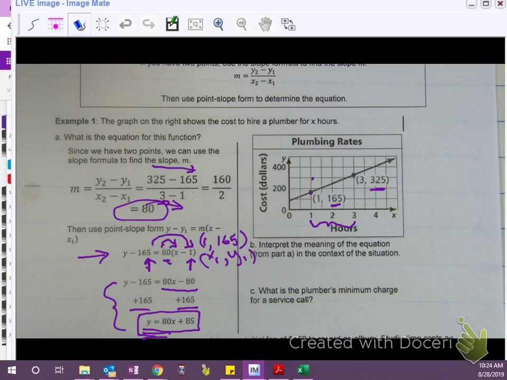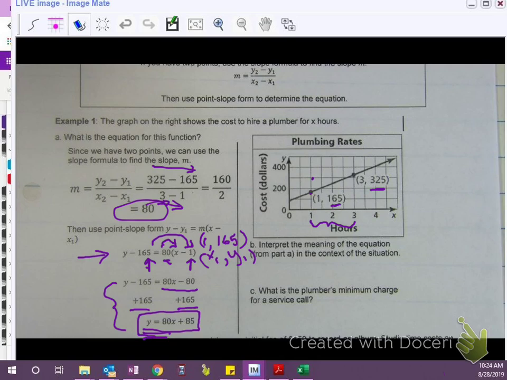Okay, so now B says to interpret the meaning of the equation from part A in the context of the situation. So tell me, what does that equation mean? What is that equation giving us or telling us about the plumber? There's a fee cost of $85. And then what does the 80 tell us? The amount of money it would cost each hour. So we're going to have to pay him $80 every hour, and we're going to have to pay him $85 as a fee to even come out to the house. Okay? Everybody get that? Is that clear?